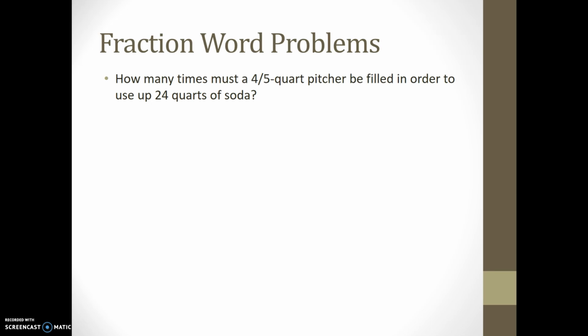Let's do it. So we're going to divide 24 quarts by 4/5 of a quart. So we're going to copy, change to multiplication, and flip the second fraction. And now we can cross cancel right here. We're going to divide that by 4 and we get a 1. We're going to divide that by 4 and we get a 6. And we're going to end up with 30 times.